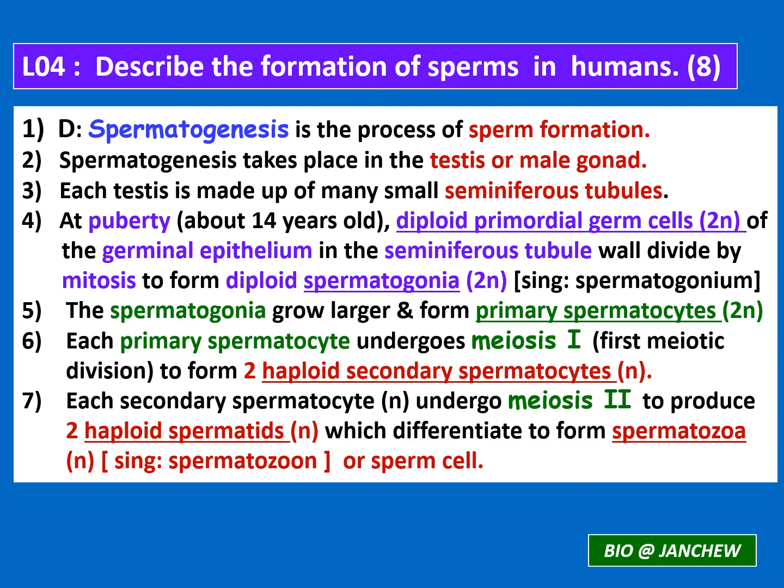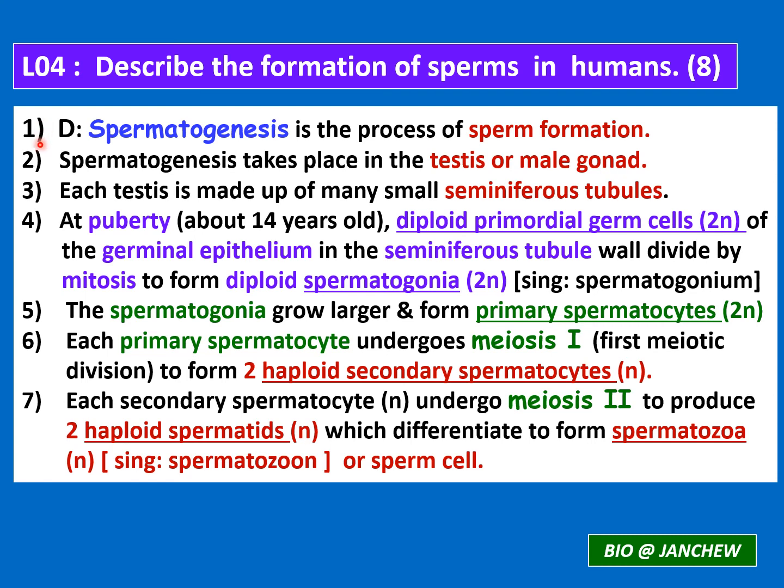Let us now discuss learning outcome number 4. Describe the formation of sperms in humans, 8 marks. Now this question is quite important for the essay section of exams. So we have already discussed the answer just now when we discussed the pictures shown for the process of spermatogenesis.